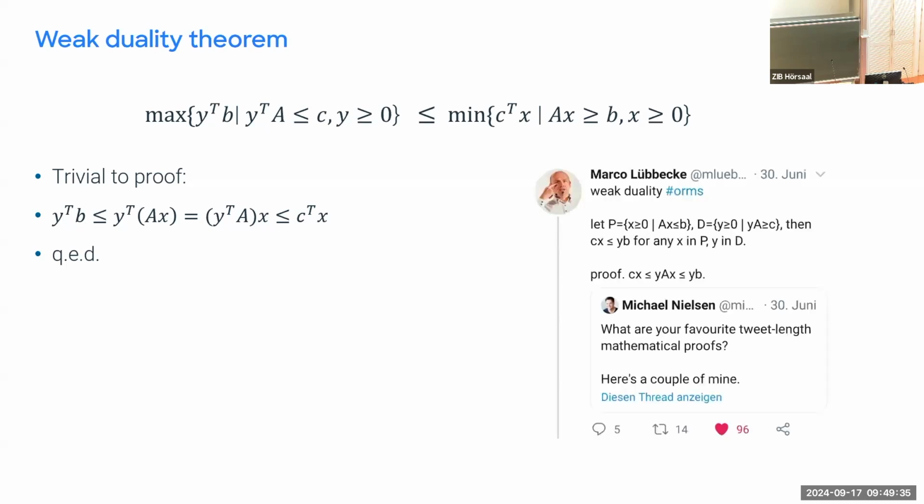This has even made it to Twitter by our esteemed speaker from Thursday, Marco Lübbecke, who will then tell you something about column generation, which also needs some LP theory.